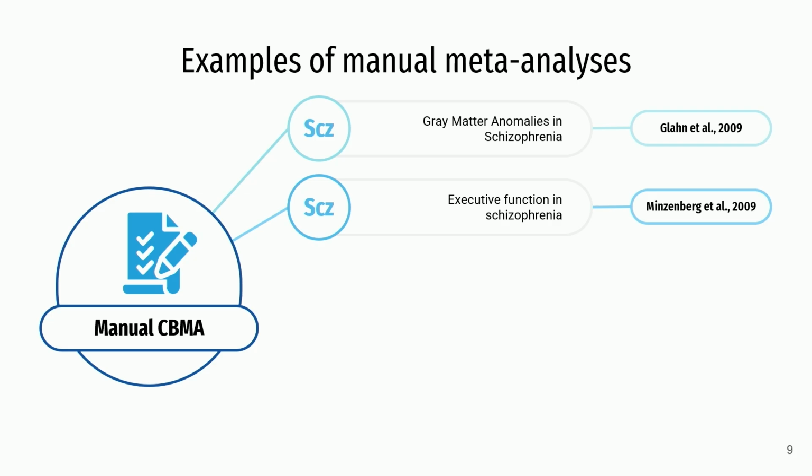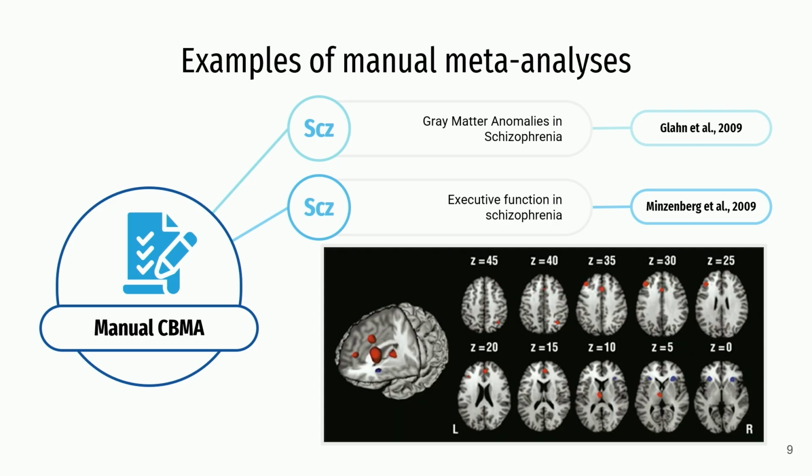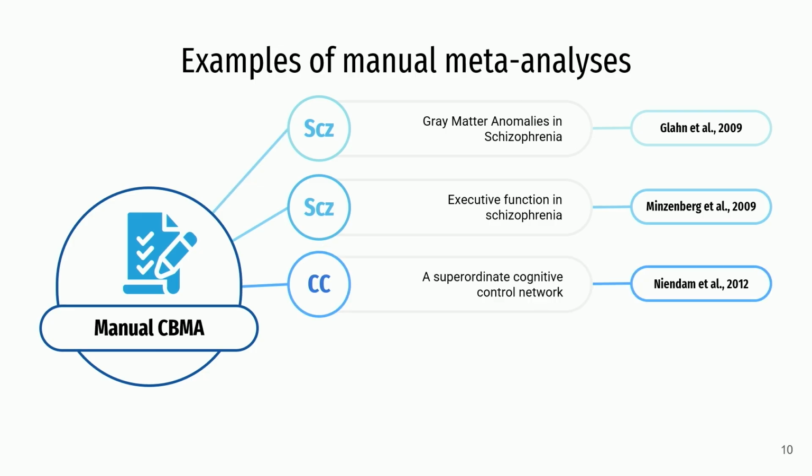You can also ask questions about brain activity between different population groups. And so in this example that we show here, Minzenberg et al. 2009, they're still looking at schizophrenia, but instead of asking about anatomy and gray matter differences, here they're asking about differences in brain activity. So across executive functioning tasks, do healthy controls and individuals with schizophrenia show differences in brain activity? And in fact, here we see increases in activity in healthy controls compared to patients. So those are two examples of looking at clinical populations.